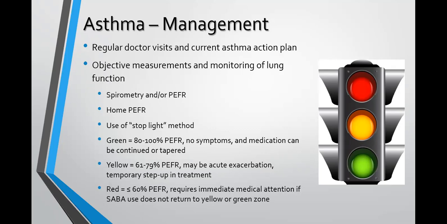But if you get into the red, this one says less than 60% of your personal best, right? Requires immediate medical attention if the short-acting bronchodilator does not work. So if you get into the red and you give yourself a breathing treatment and you blow into it and it's still in the red, then you need to go to the hospital because status asthmaticus is coming. Don't panic, but it is coming. And so you go to the hospital, we can give you a lot of medicines and help prevent that from happening. Even if we have to put a tube down your throat and breathe for you. Okay, you might have to be intubated.